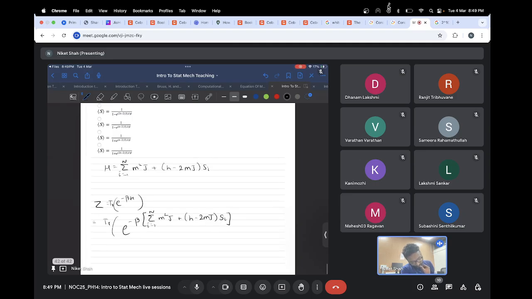Now what we can actually do is take the trace of e raised to power minus beta sum over i equal to 1 to n of m square j. I can separate that out, and that summation will simply have n multiplied to it, because m square and j are all constants. Beta is also constant. Sum over i equal to 1 to n will just give me beta n m square j, multiplied by e raised to power minus beta (h minus 2mj) si.